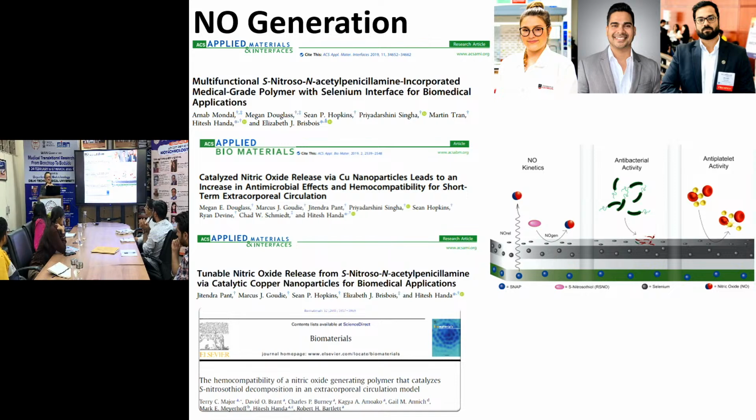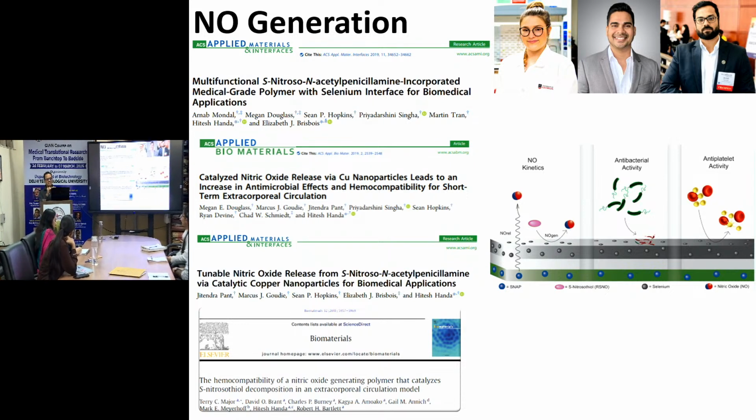So when I talked about that SNAP slide, I said the triggers to release NO are heat, light, and metal ions. So it will start releasing a lot. See, SNAP is one type of RSNO. It's synthetic, we made it. RSNO in blood is also in that family, but it's more endogenous.